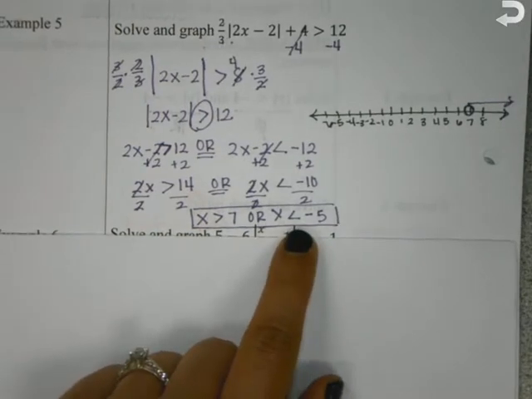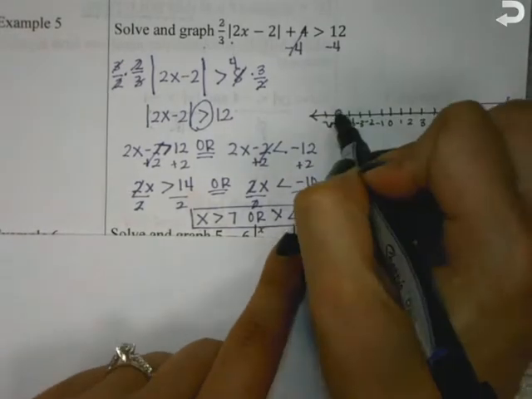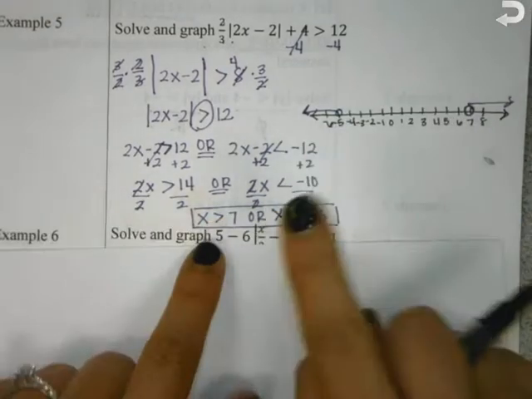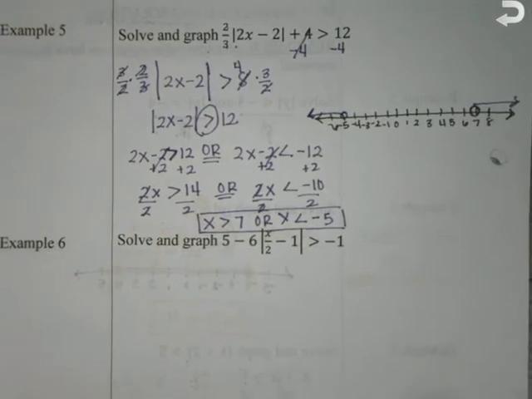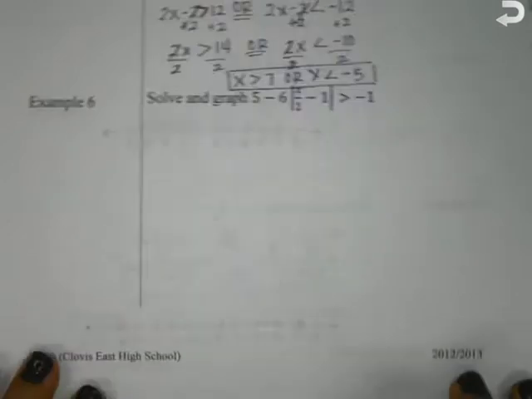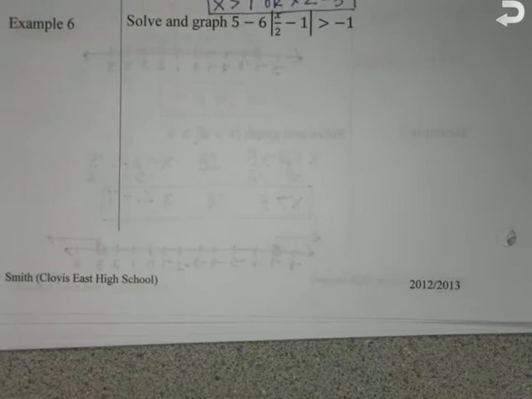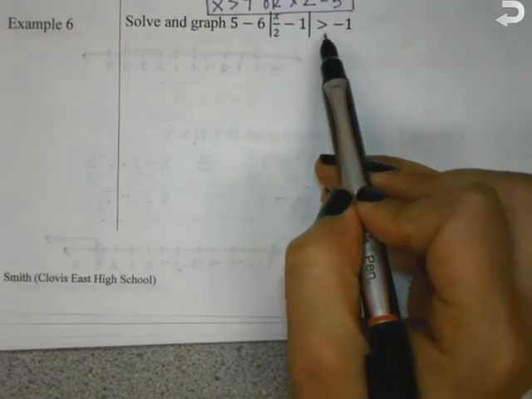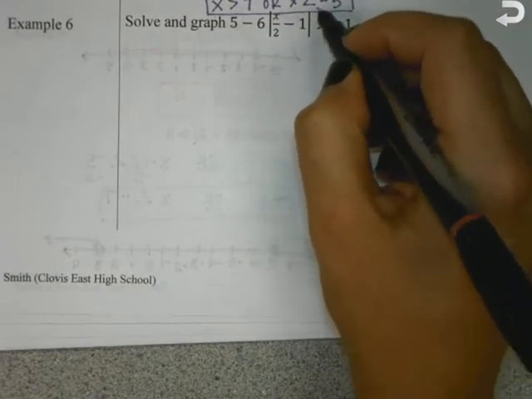Last one, example 6. I have solve and graph 5 minus 6 times the absolute value of x over 2 minus 1 greater than negative 1. So I see that I have greater than, so I'm thinking right off the bat my word might be or, but I also see this negative 1, which is a special case. But I don't have the absolute value by itself yet, so I can't for sure say it's going to be a special case. So let's get the absolute value by itself first.